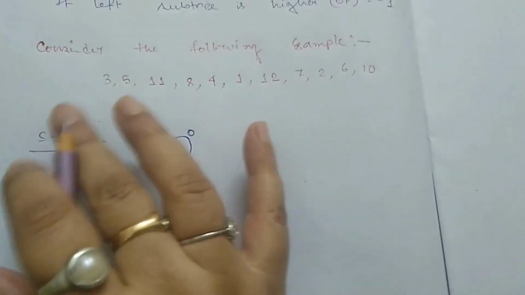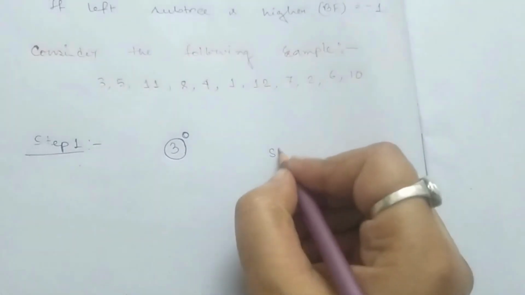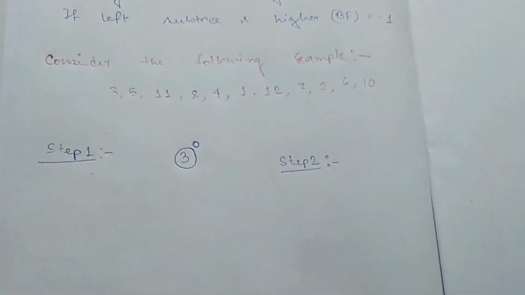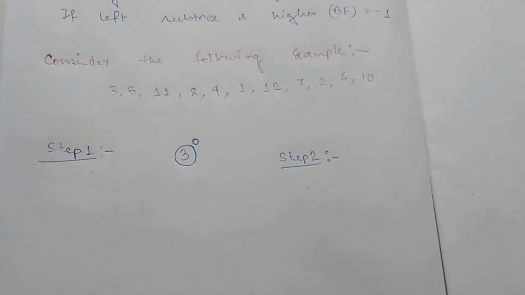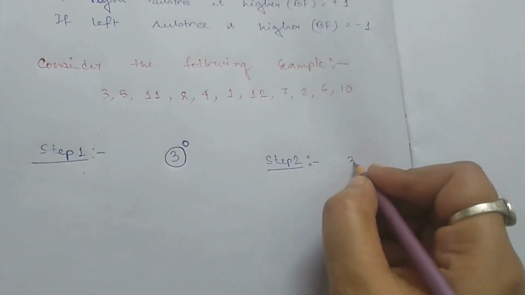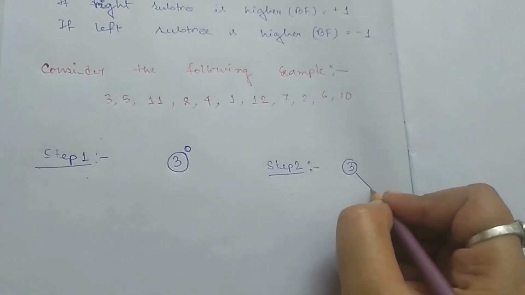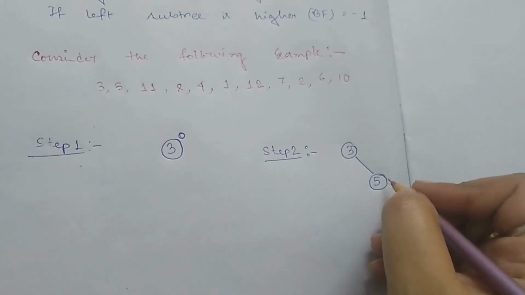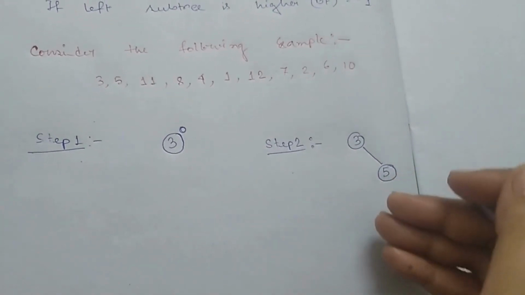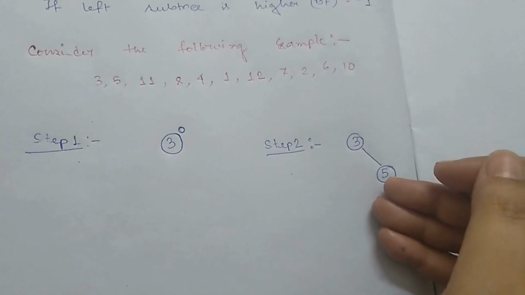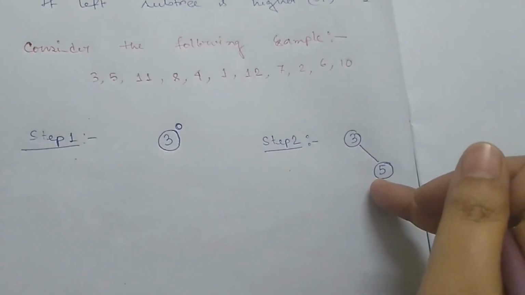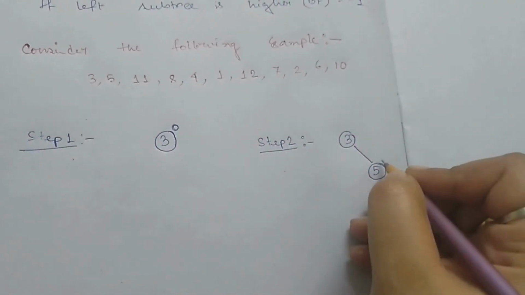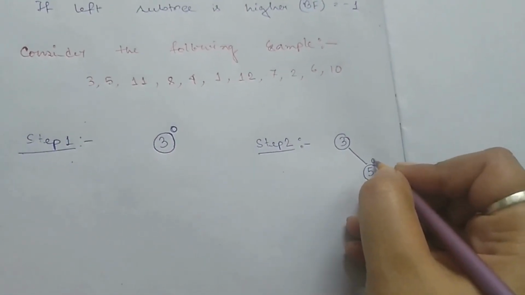Now the next node is 5. So step 2. 5 is higher than the value 3. That means here we consider this is the right side of that tree. So if we consider the 5 node, in case of 5 there is no left subtree as well as right subtree. For that reason, here the value is 0.